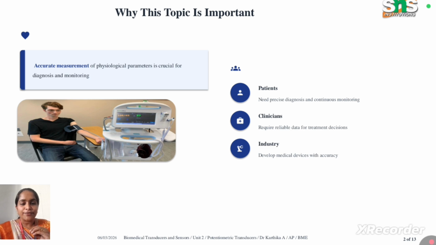First, why do we need this topic? We need an accurate measurement of physiological parameters for proper diagnosis and monitoring, which is helpful for patients, clinicians, and industry persons. Patients need a precise diagnosis and continuous monitoring, clinicians need reliable data for treatment decisions, and industry develops medical devices with accuracy.